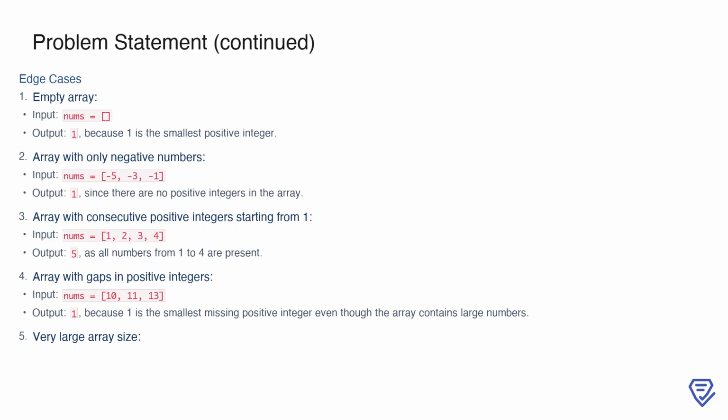If the array contains consecutive positive integers starting from 1, such as 1, 2, 3, 4, the output would be 5, because all numbers from 1 to 4 are accounted for, and 5 is the next missing number. Another scenario is when the array contains gaps in the sequence of positive integers, like 10, 11, 13. Here, the output is 1 because even though the numbers are large, 1 is still the smallest missing positive integer. These cases help illustrate the variety of inputs your algorithm must handle.